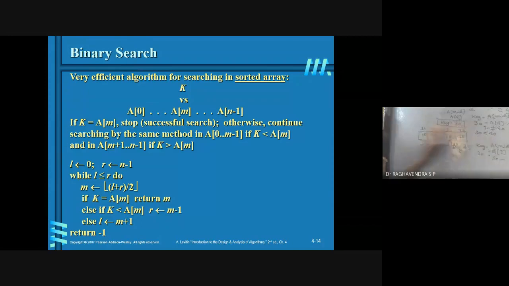Otherwise, once again, this will be divided into 2 regions, that is the first half and second half, and the value will be compared. If it is smaller or greater, the search will continue. So hence the process is dividing. So everything depends on logarithm.